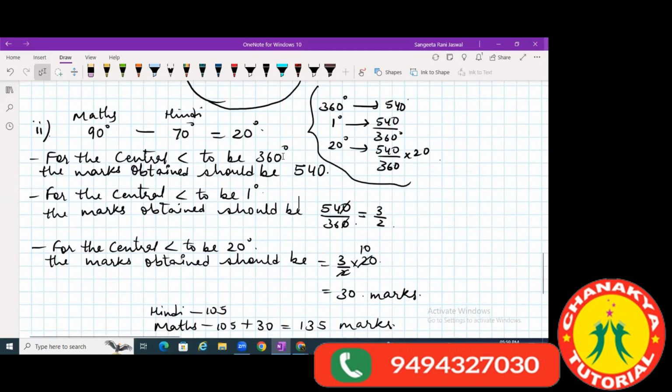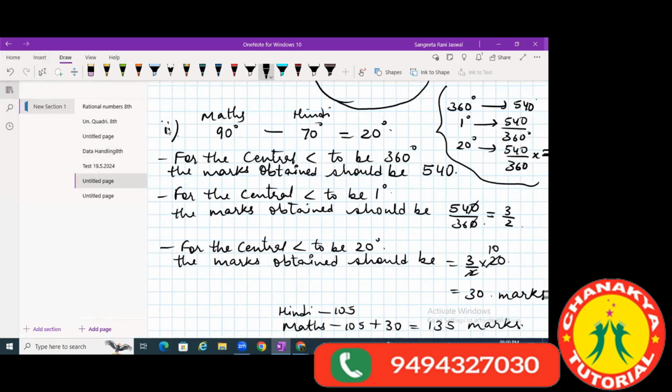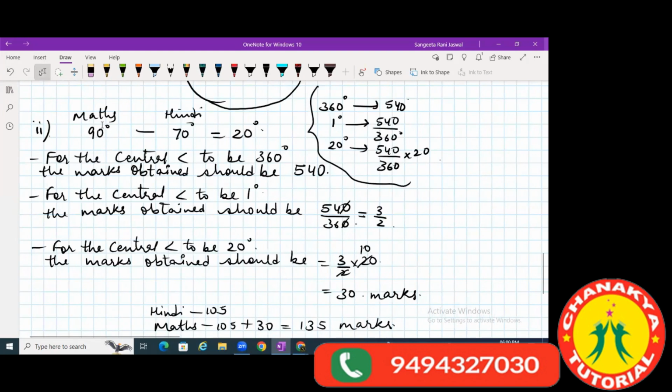Okay. Now see, for maths, it's 90 degrees. For Hindi, it is 70 degrees. With the pie chart, you can see. Can I show you the figure question again? No, ma'am, I have the question. Okay. So you can see maths is given 90 degrees, Hindi is 70 degrees. So the difference between them is 20 degrees. For the central angle to be 360, the marks obtained should be 540.